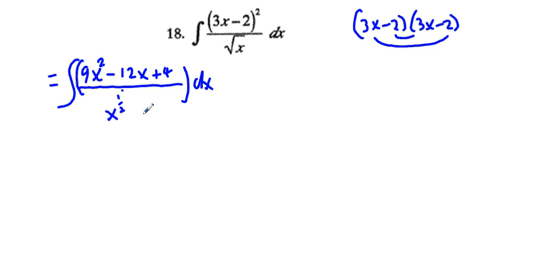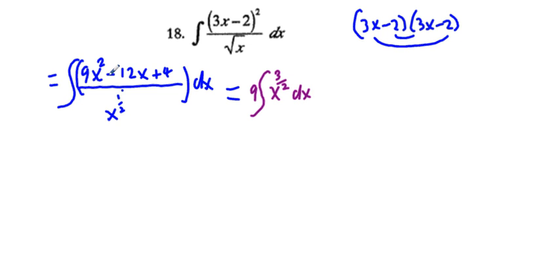Alright, so what we have, I'm going to continue to work to the right, is we have 9. I'm going to split these up too. And we have x squared divided by x to the 1/2. So that would be x to the 4 halves divided by x to the 1/2. So we're going to have x to the 3 halves power dx.